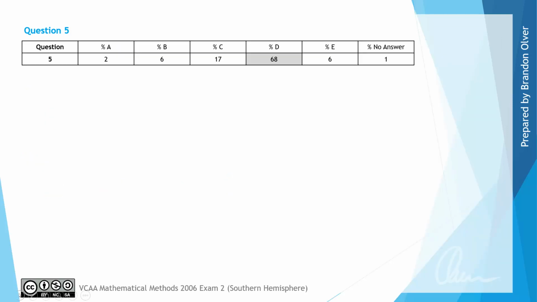And from the examiner's report, we can see that 68% of students got this question correct. So it wasn't actually that well done in the exam, with almost 1/3 of students not being able to get the correct answer for that problem.